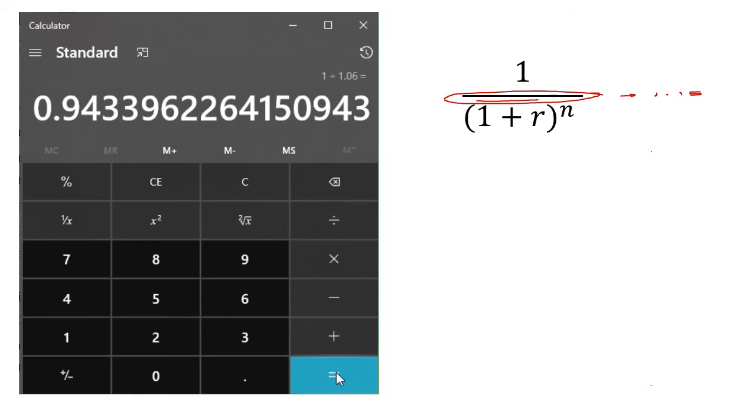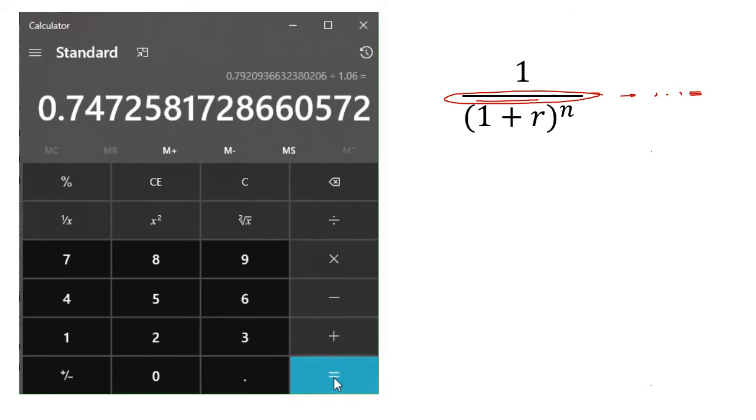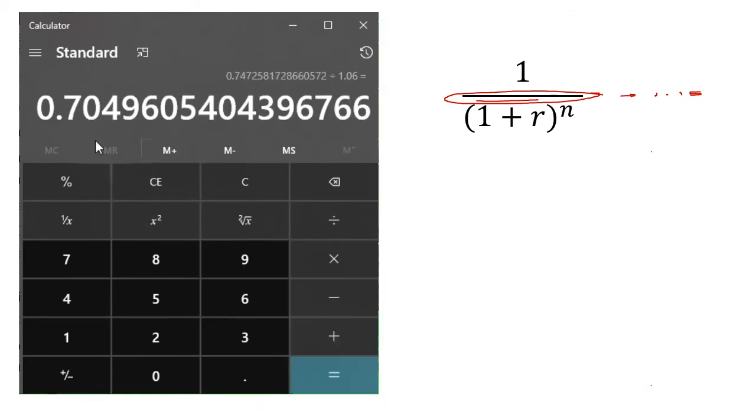So we have to calculate for 6 years. After 1 year, this is the discounting factor, then 2, 3, 4, 5, 6. So after 6 years, the discounting factor will be 0.074 at the rate of 6%.